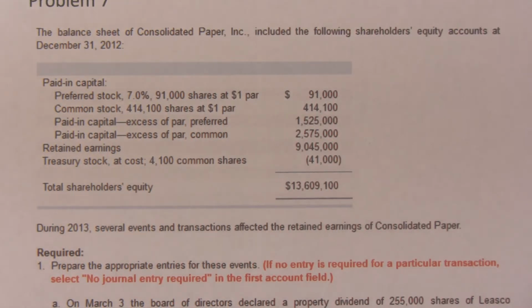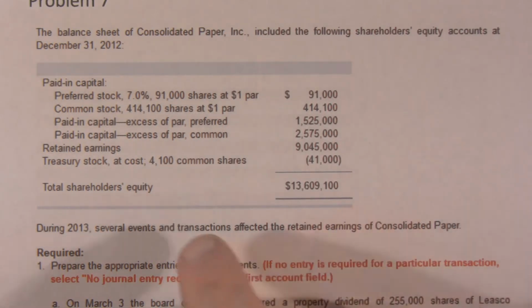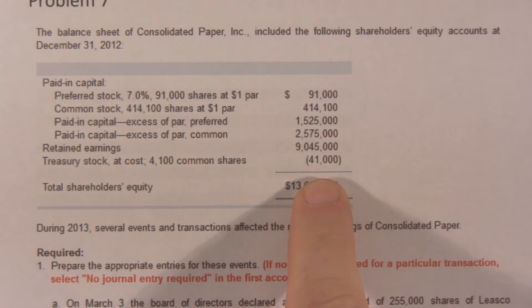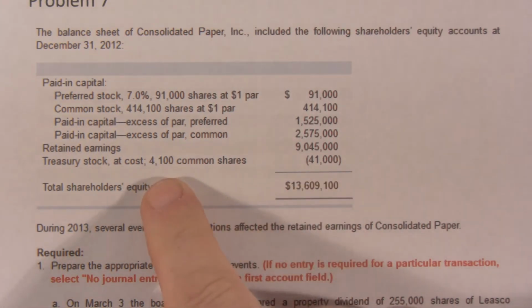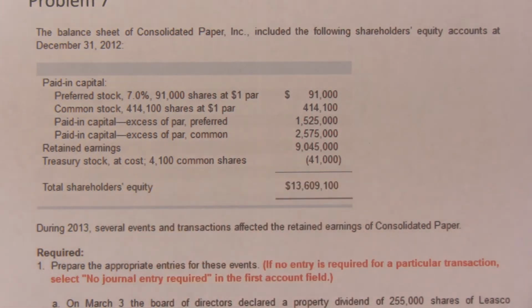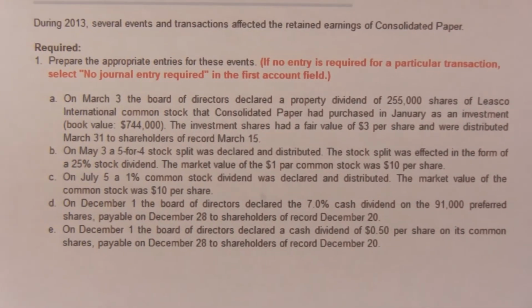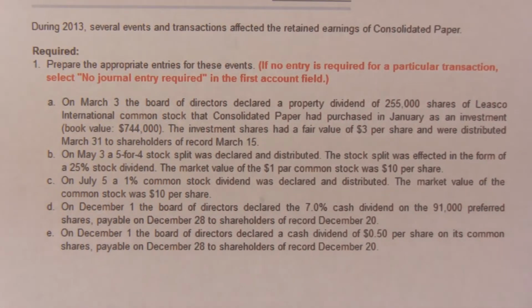We have no additional paid-in capital treasury stock, so if we sell treasury stock for anything less, we have $41,000. It's 4,100 shares. That's $10 a share. If we sell it for anything less than that, we'll be reducing retained earnings. So let's take a look and see what it's asking us to do. We'll go through these one by one.